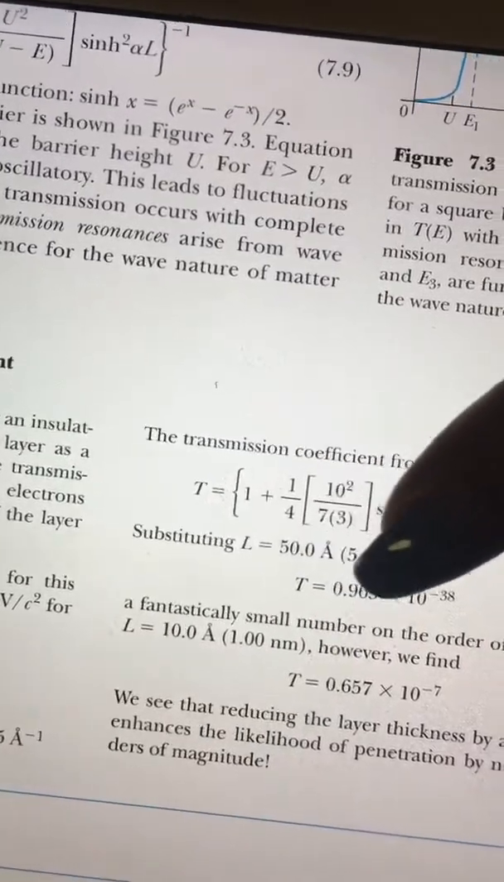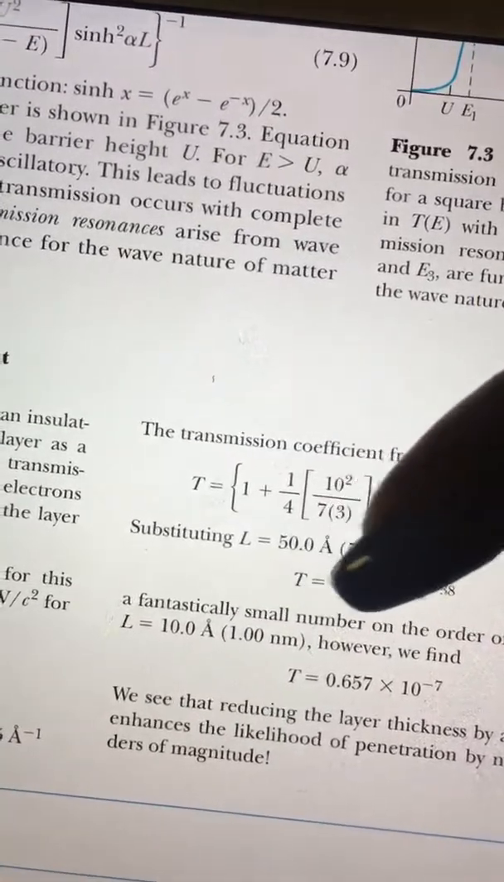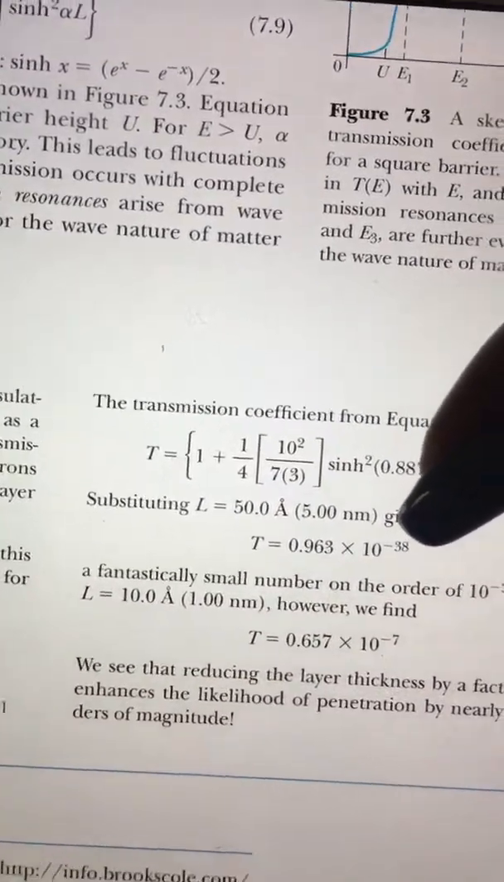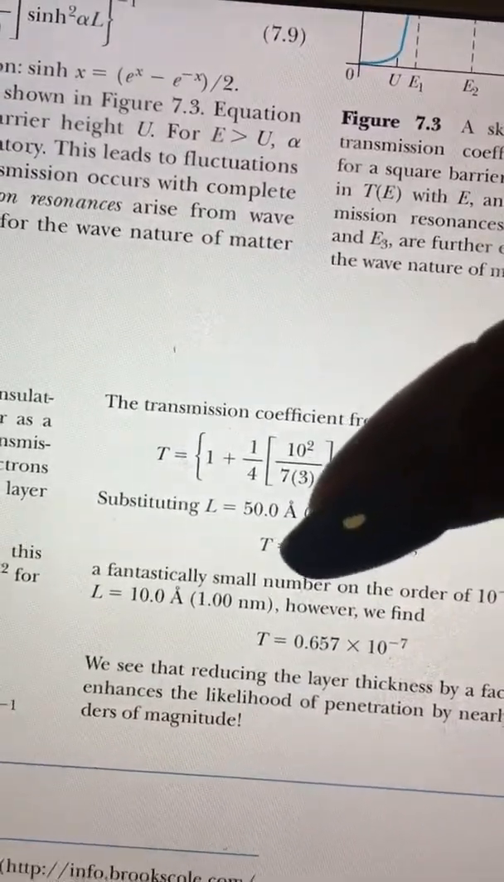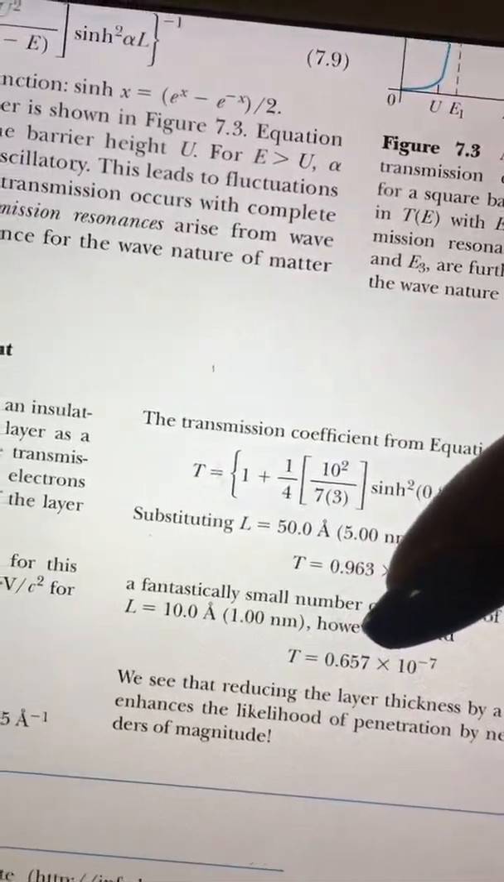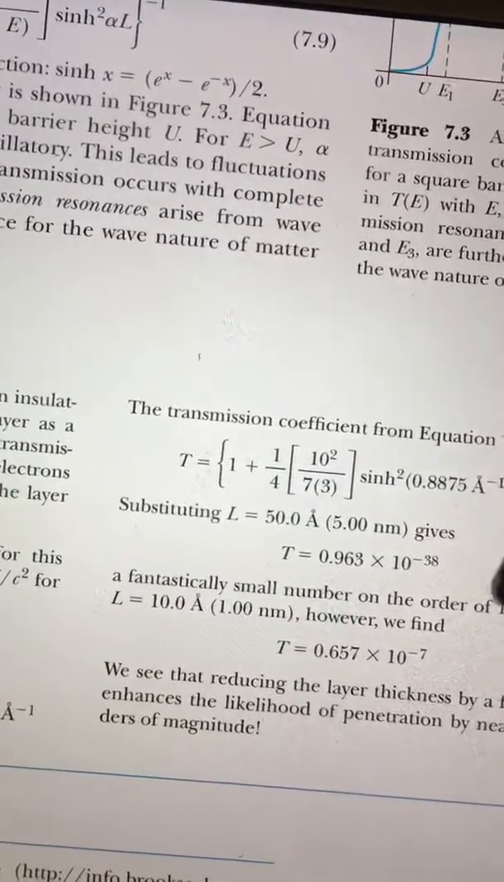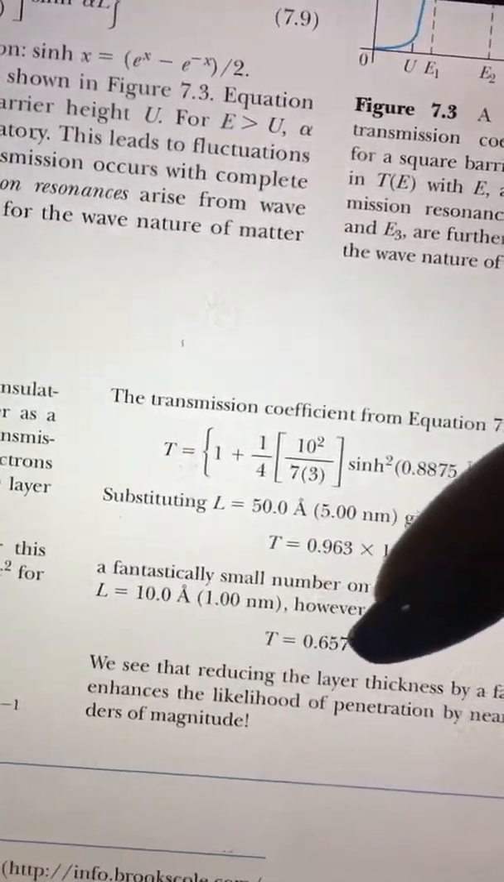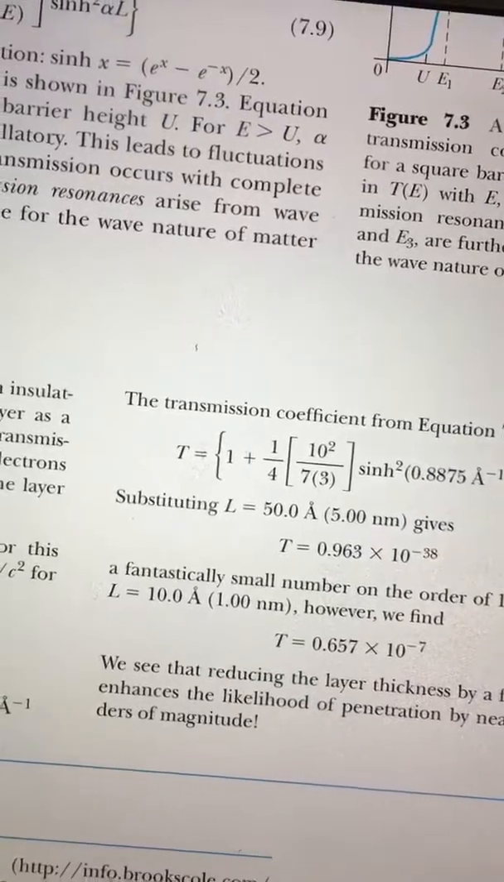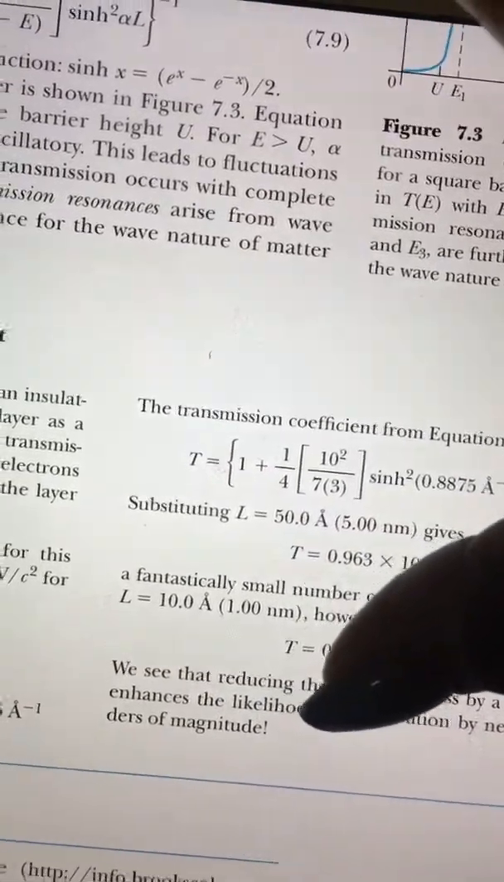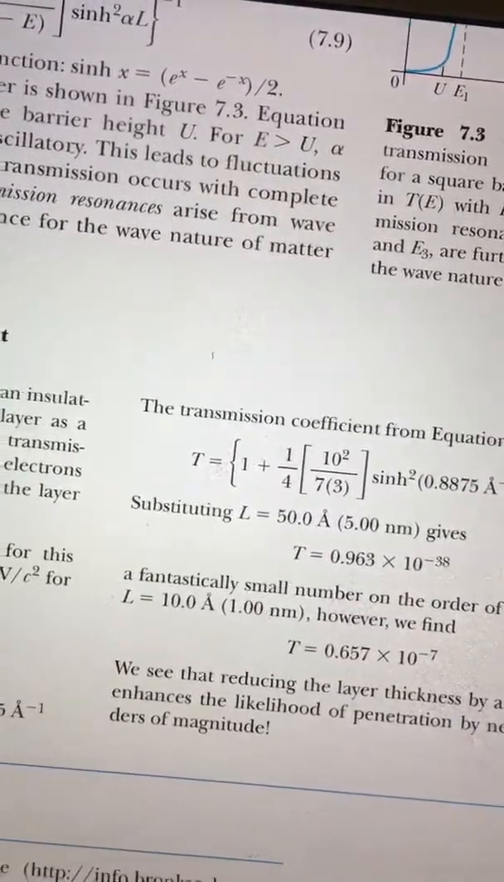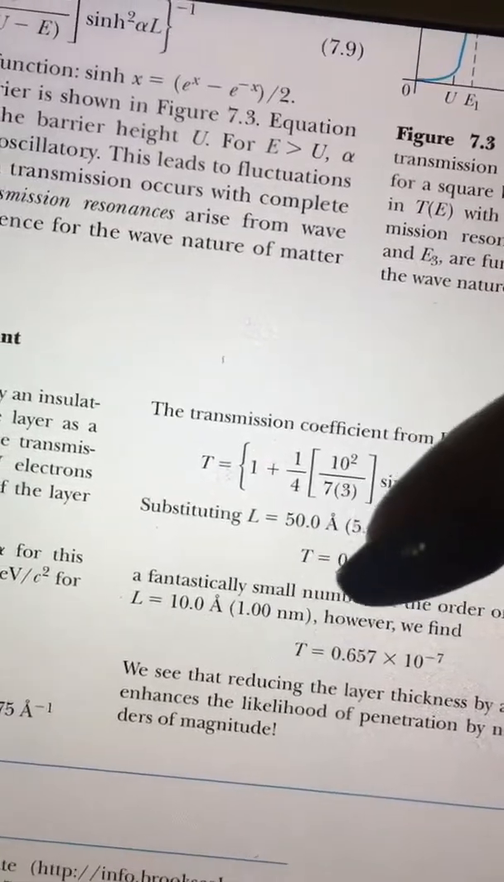So for 5 nanometers, we get T equals 0.963 times 10 to the negative 38. And for 1 nanometer, we get T equals 0.657 times 10 to the negative 7. So we can see that reducing the layer thickness by a factor of 5 enhances the likelihood of penetration by nearly 31 orders of magnitude.